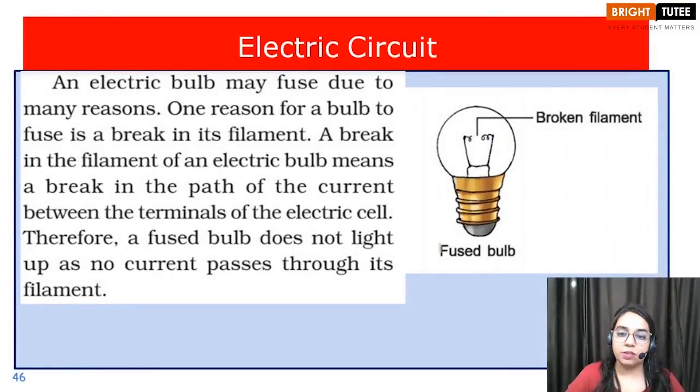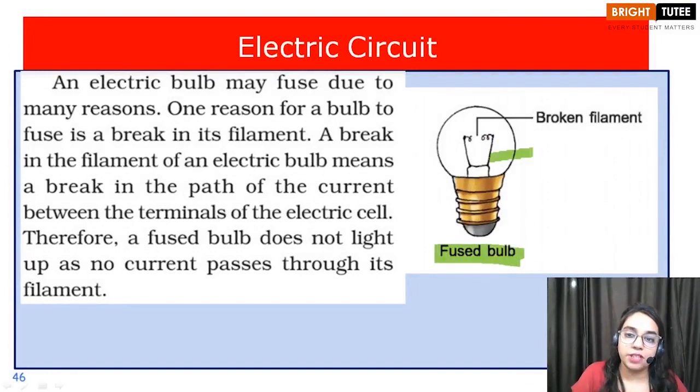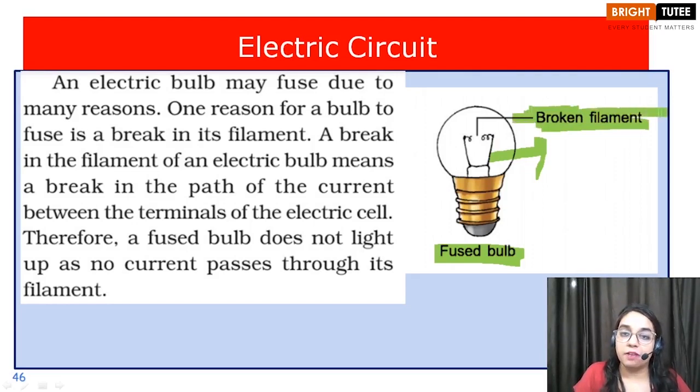So children, as you can observe in this diagram of a fused bulb, there is a filament in the center of the bulb, and this happens to be broken. We have a broken filament, and in this case we call it a fused bulb. So let us now read about it.